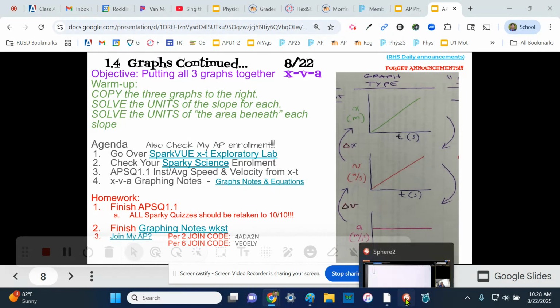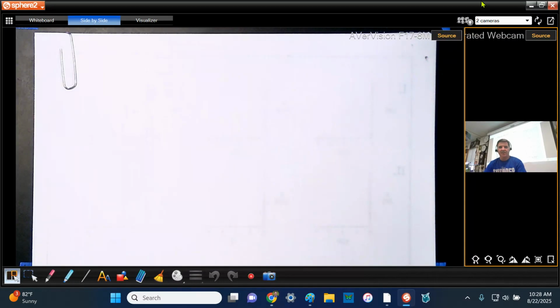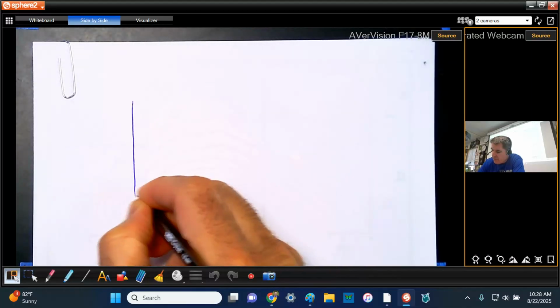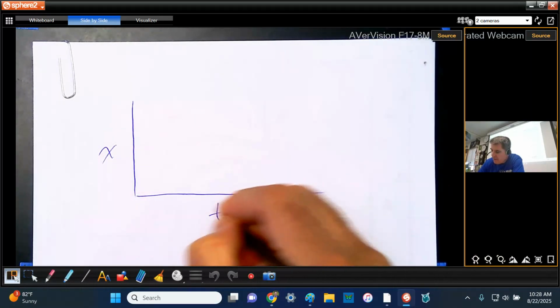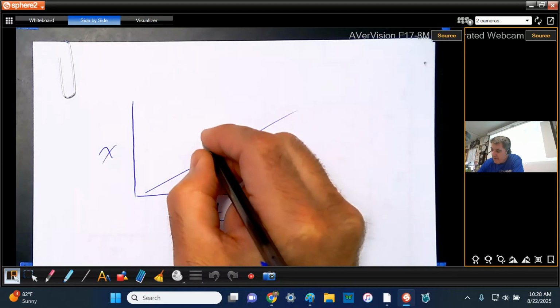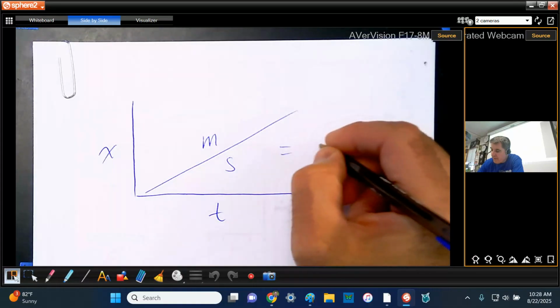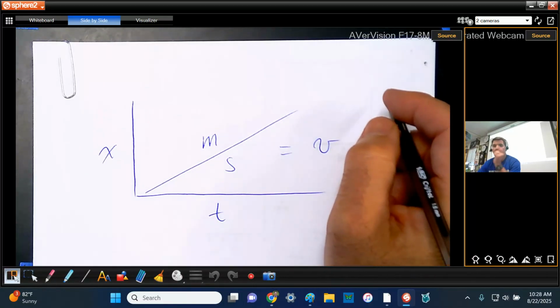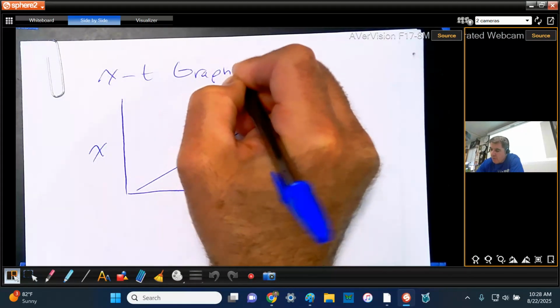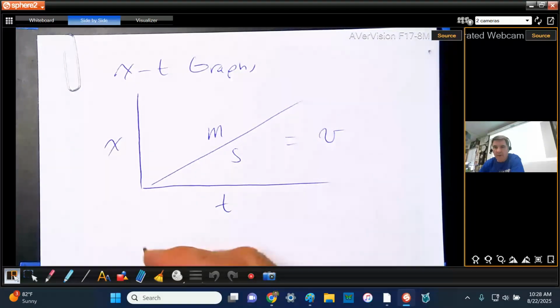So let's go to here, and what we studied today. What we're studying today is XT graphs. We know that the slope is meters per second, and that's going to give us velocity. Now, there's actually four different words we can get when we're talking about XT graphs, and the four words have to do with average versus instantaneous.